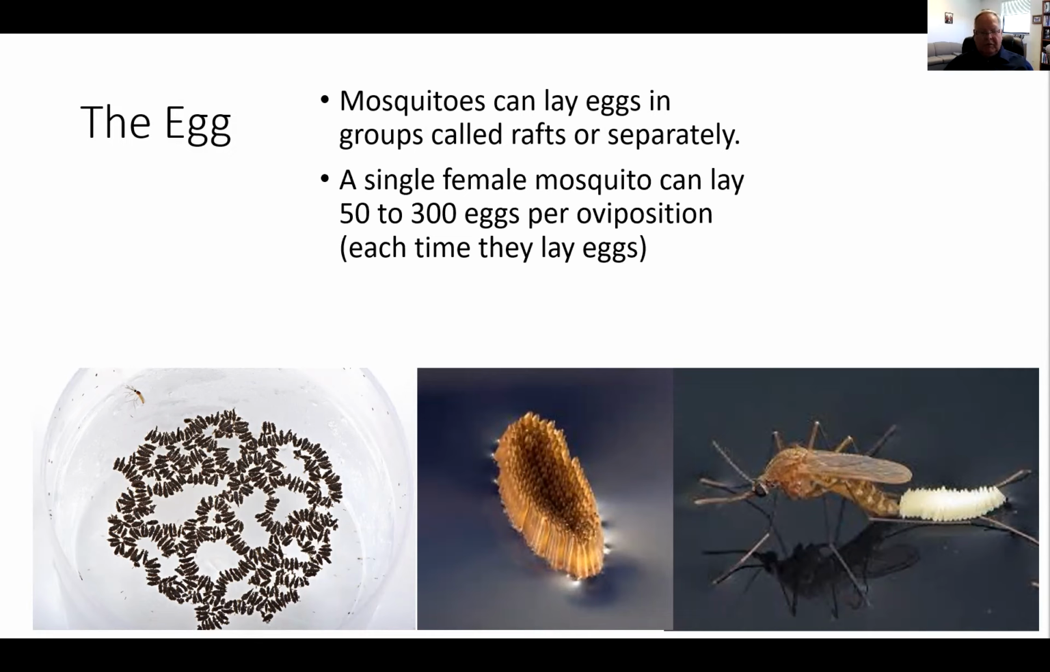The Aedes, you would probably find more in the cluster of eggs, or not cluster, but eggs floating on the top of the water. They can lay eggs up to 3 times before they die. So we're talking close to 1,000 eggs that can be laid from a single mosquito.